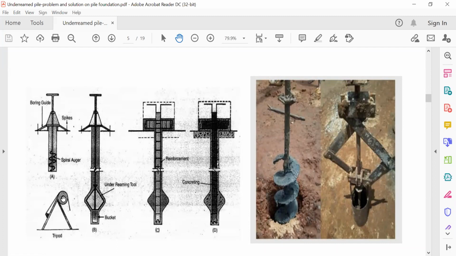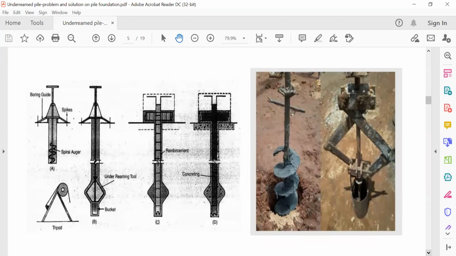So this construction process, in this way we can construct the under-reamed piles at the construction site. So now we shall see the numerical.